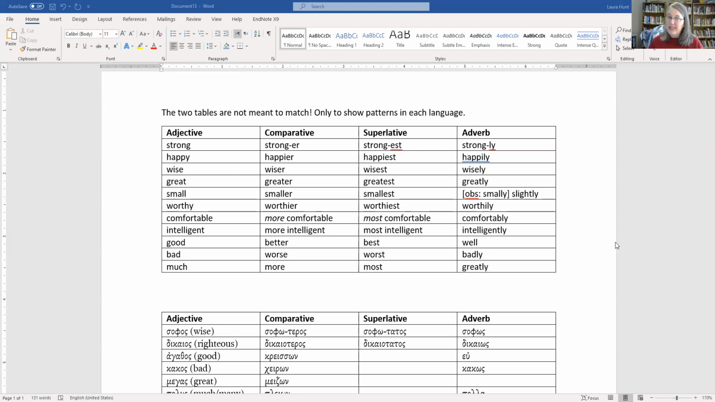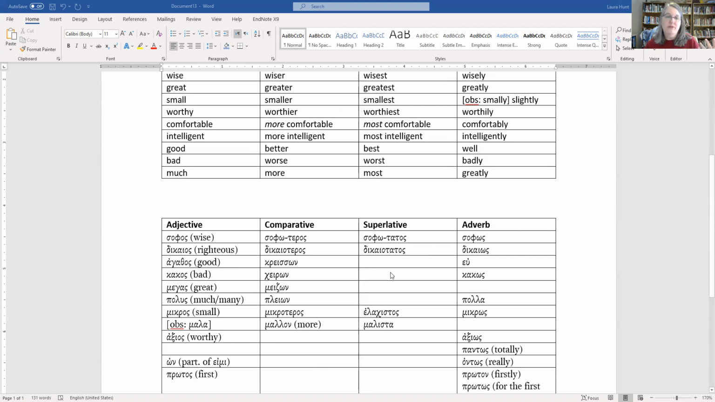Now, all languages have words that break the rules. They come from older patterns and they're often the most used words. And the same is true in English. So we have good, better, best, and then well. We have bad, worse, worst, and then badly. We have much, more, most, and then greatly. So those don't quite fit the patterns. The same is true in Greek, except of course with different endings.